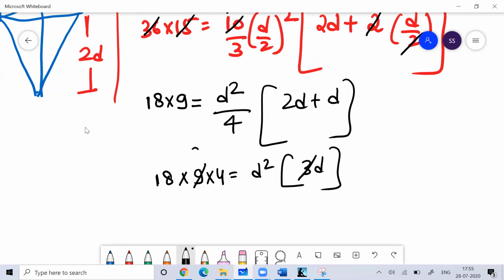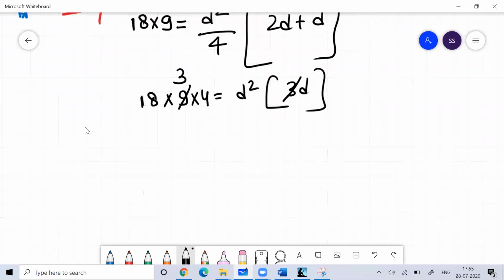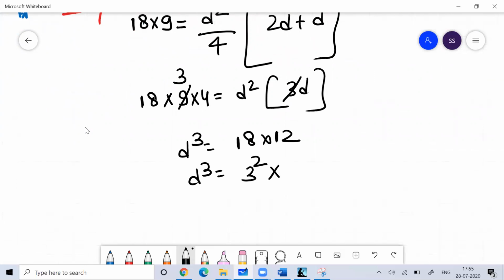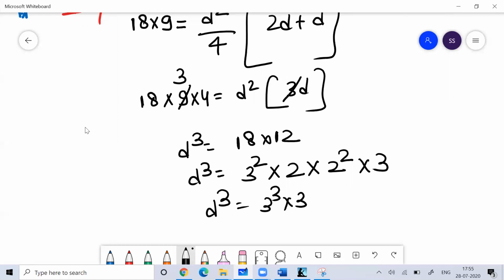This is 3, so I can write this as d cube is equal to 18 into 12. So 18 is 3 square into 2, and 12 is 2 square into 3. So I can write d cube is equal to 3 cube into 2 cube, which means the value of d is equal to 6.